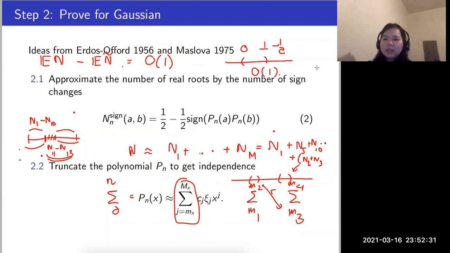Can you see more of the questions? There's another, how do you deal with this? Okay. And there's another question.